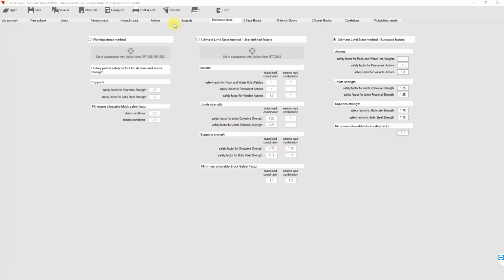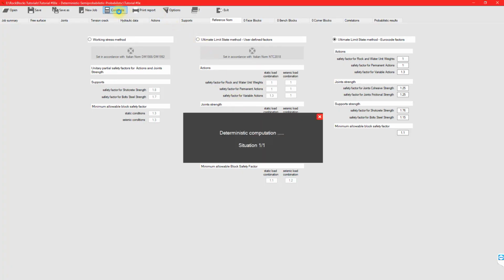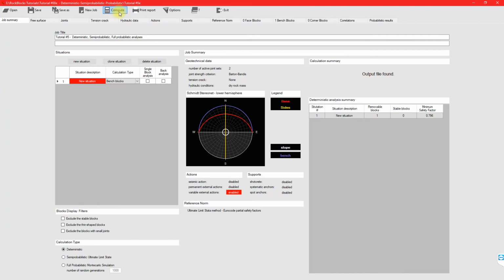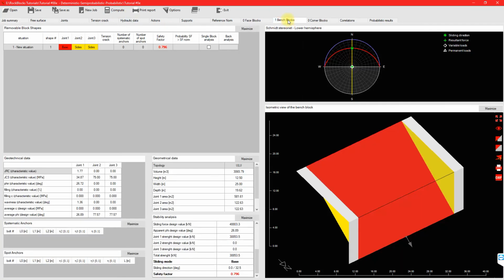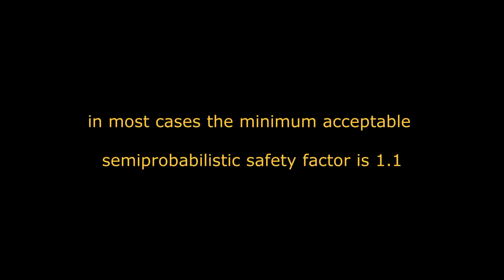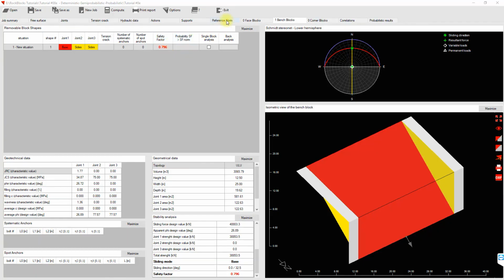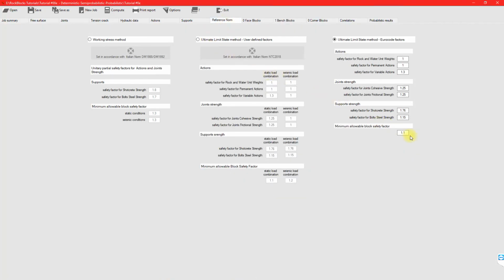The computed safety factor has not a precise physical meaning; rather, it is a conservative statistical estimate, where SF equals 1 means low probability of failure. In most cases, the minimum acceptable semi-probabilistic safety factor is 1.1.